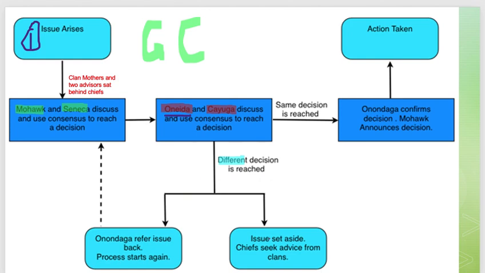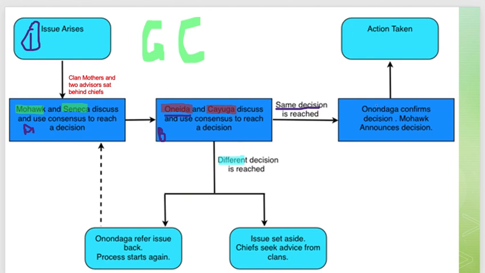Either it's set aside and they go back to the clans and say, what do we do? Or the Onondaga, who are the hosts of the evening, refer back and the process starts all over again. If the same decision is reached, that means these 2 separate groups, let's call them group A and group B, reach a decision, okay?